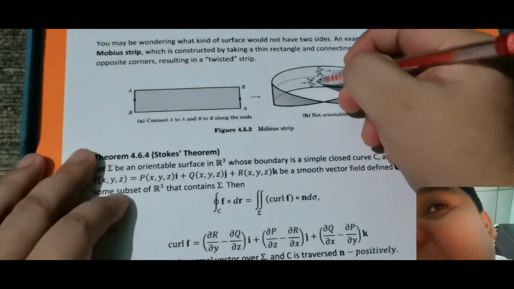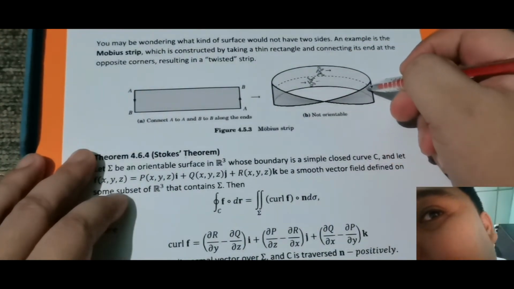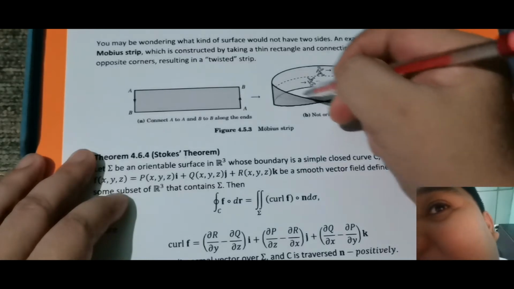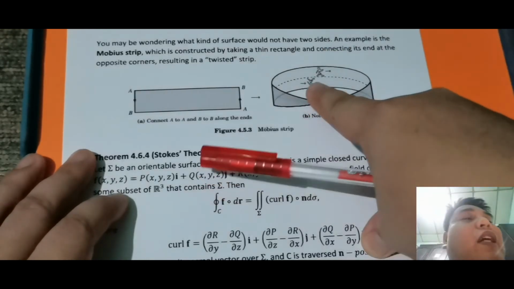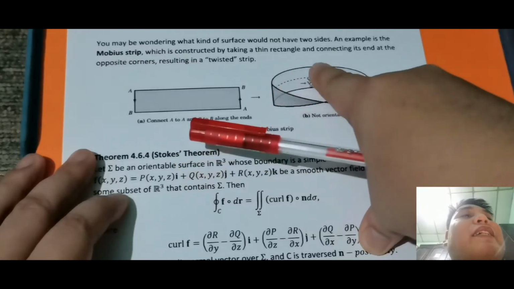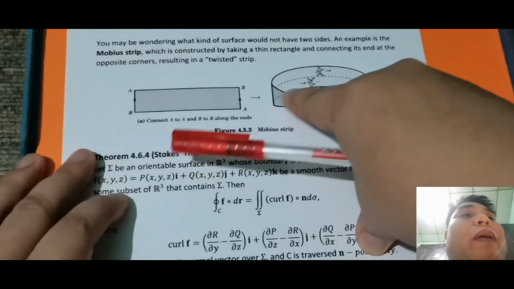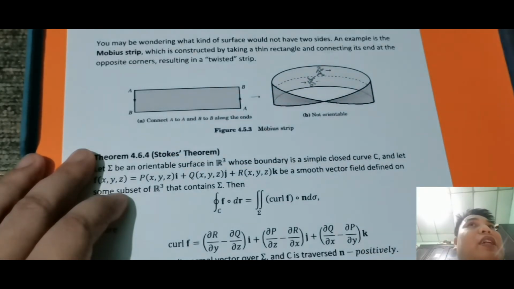Kunyari, naglakad siya, punta doon. Pagkalakad niya, darating siya sa point na dito siya, nasa taas na siya. Kumbaga, pagdating mo dito, naglakad ka, pagpunta mo, nandoon ka na sa taas. Ikaw naman, paglakad mo, punta mo din, dito ka na sa baba. Okay, so, yun yung example ng Mobius strip.